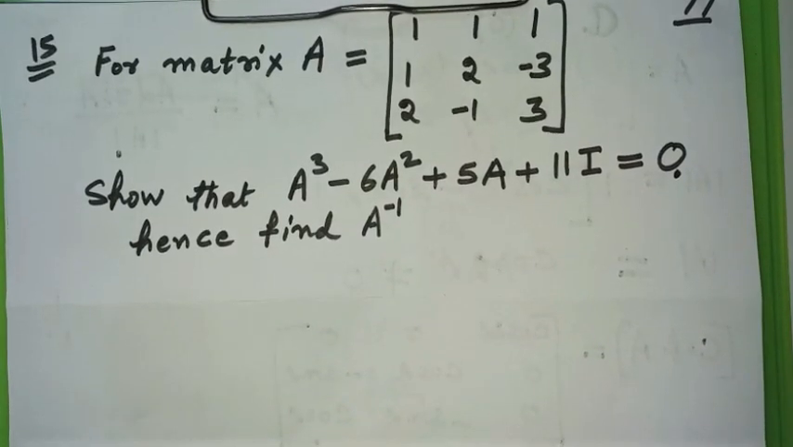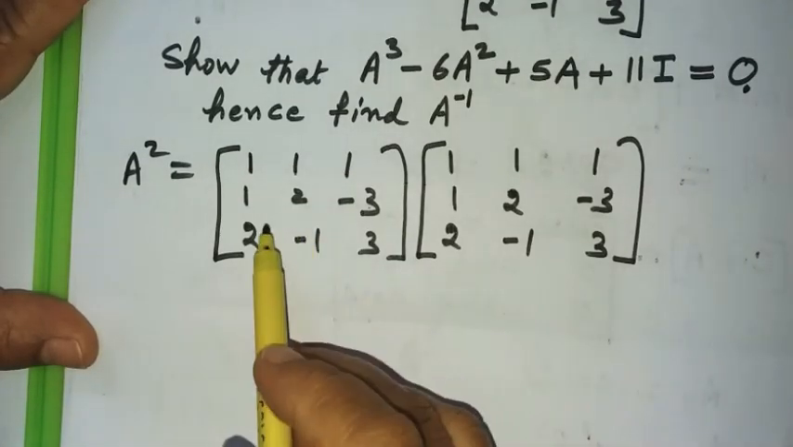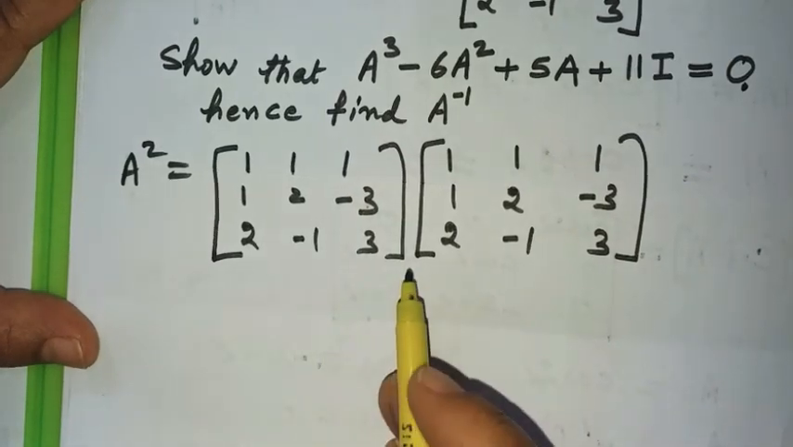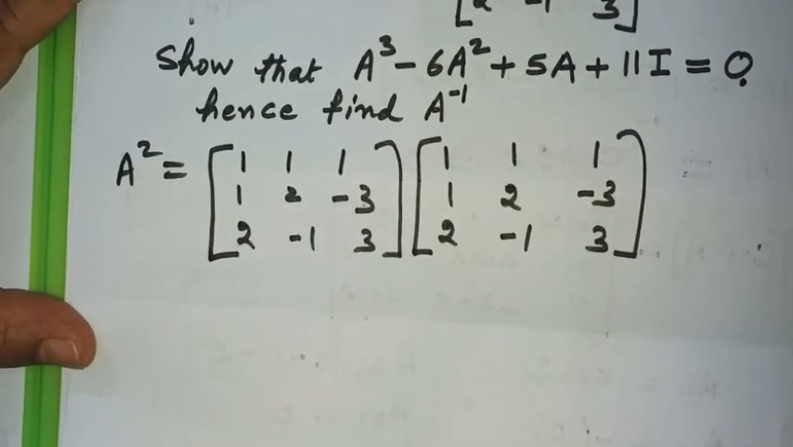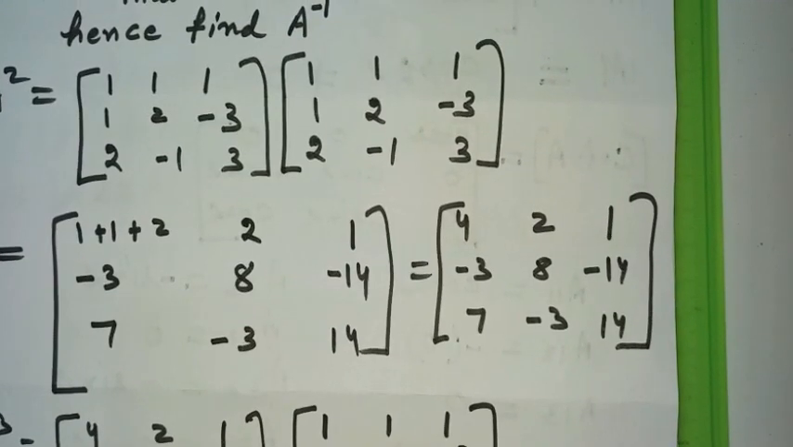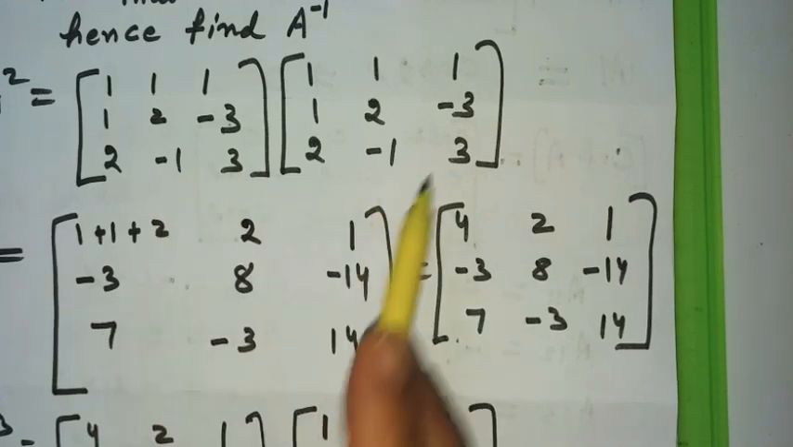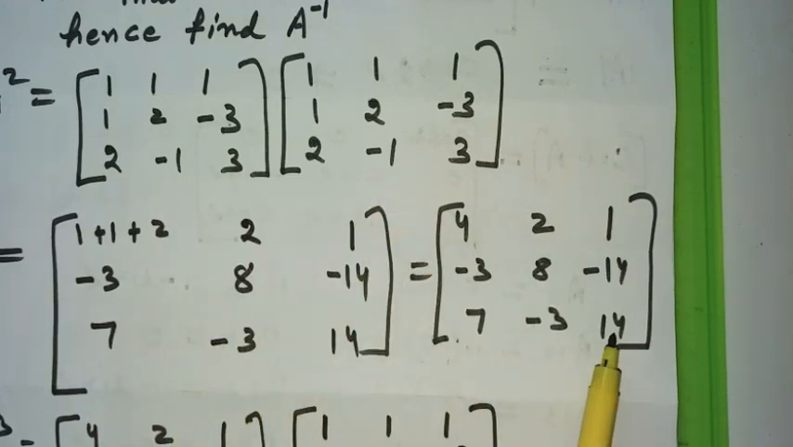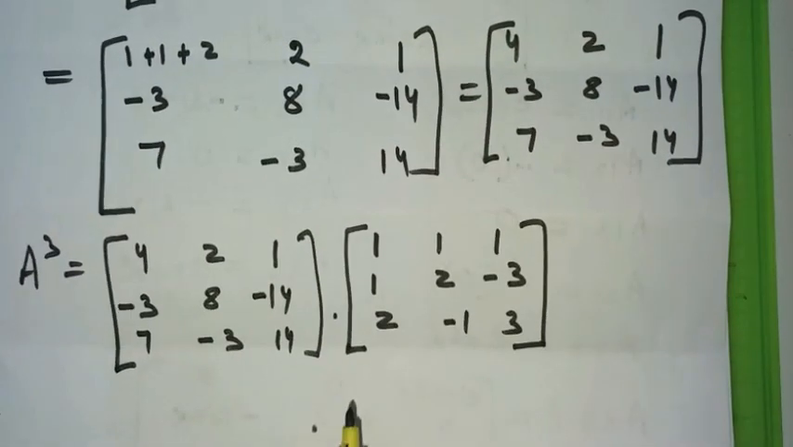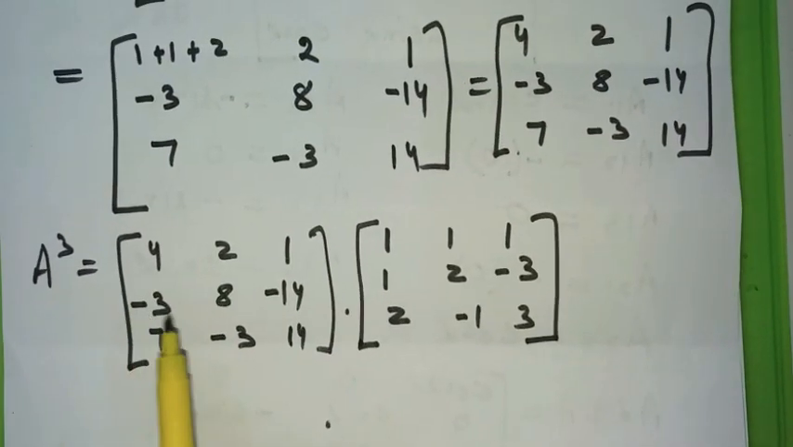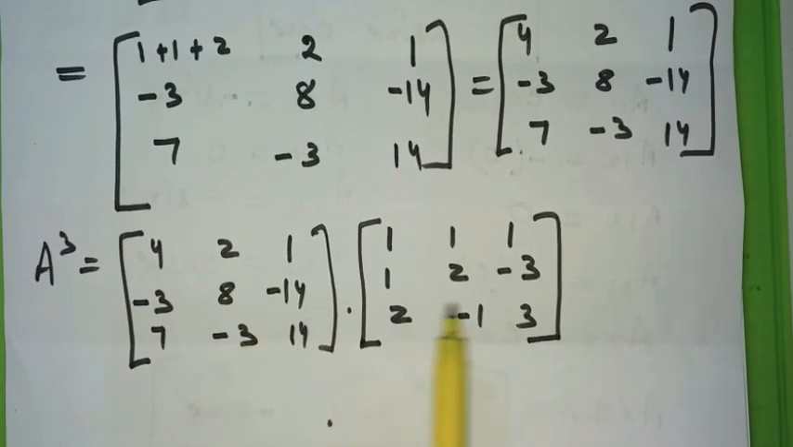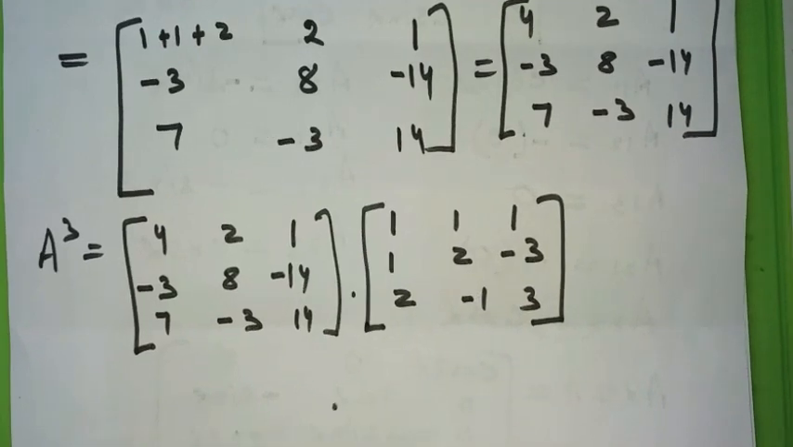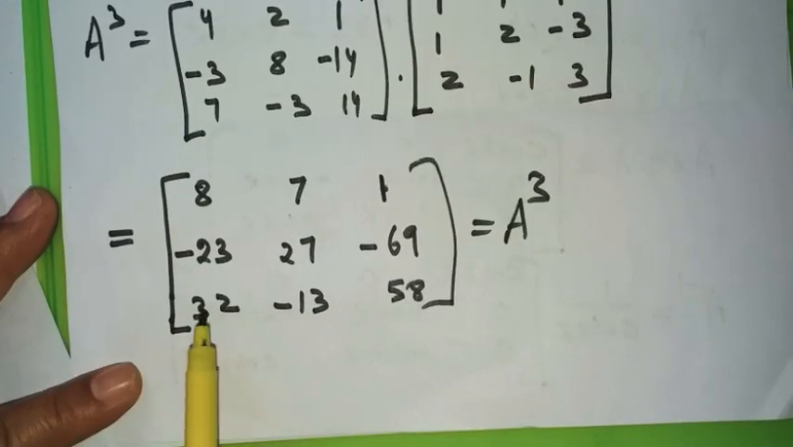So let's find them. I have written matrix A with A. Now I multiply them using the method of multiplication. So now I have multiplied these two matrices. I got A square. This is the value of A square. Now I have to find A cube. For that I will multiply the value of A square with A, and I get the value of A cube. This is the value of A cube.